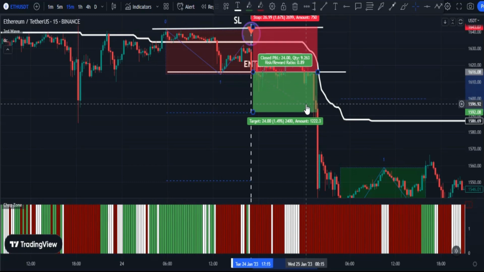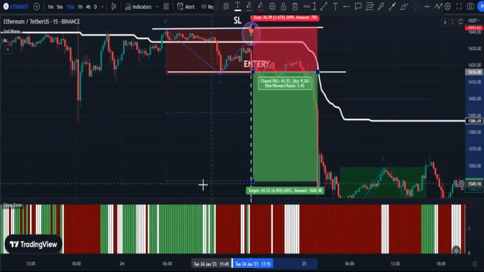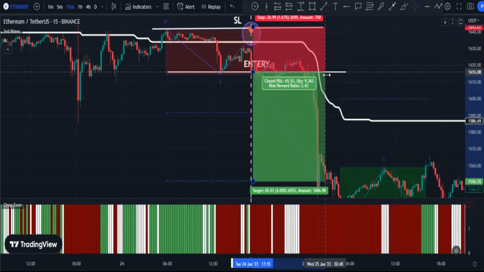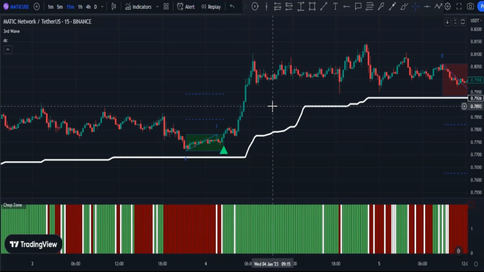We should save and pull out some of our profit in this target and keep the rest of the profit to pull out at the second target, which is this line drawn by the indicator. We could gain some really good profit by this way of getting out of trades. Let's check out some more examples in the Matic chart with the 15-minute time frame.